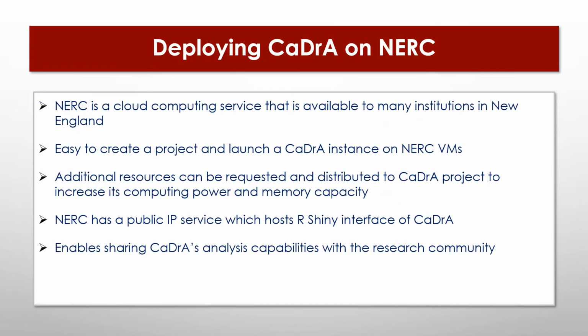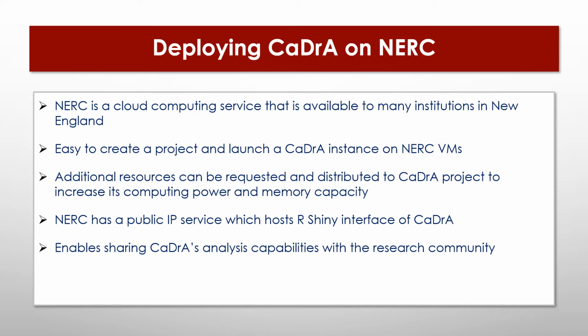The analysis of CaDrA can be complex and memory intensive, especially when it comes to performing permutation-based testing with hundreds or thousands of iterations. Therefore, it is quite difficult to run CaDrA on a personal computer, as it often lacks the memory and computing power to run such an expensive task. This is why we currently rely on Node, a cloud computing service that is available to many institutions in New England, to help us allocate resources needed to improve CaDrA performance and its scalability.